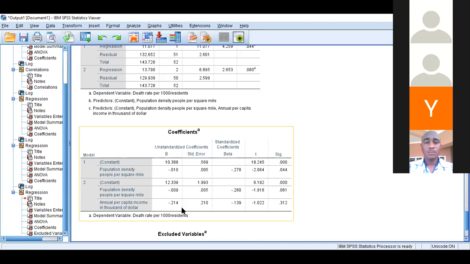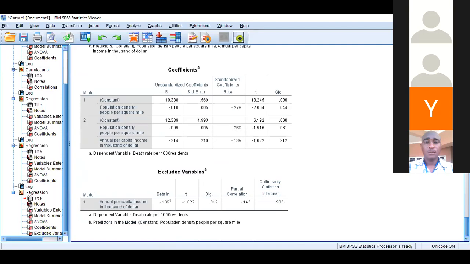That's what it's showing. So now, why do we have excluded variables? Why do you have an excluded variable just below that coefficient table? It's just telling you about excluded variables, that is, any variable excluded. Please scroll down, sir. There's a variable excluded. Annual per capita income in dollars was excluded.